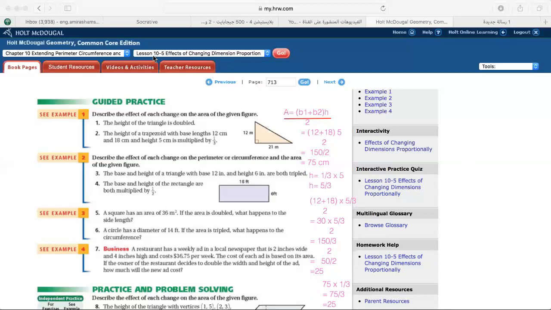So when I multiplied the height by 1/3, the area is also affected by 1/3. How to check this? Go to the original or old area, which is 75, and multiply by 1/3. It will give you 25, which is the new area that I got when I multiplied the height by 1/3.